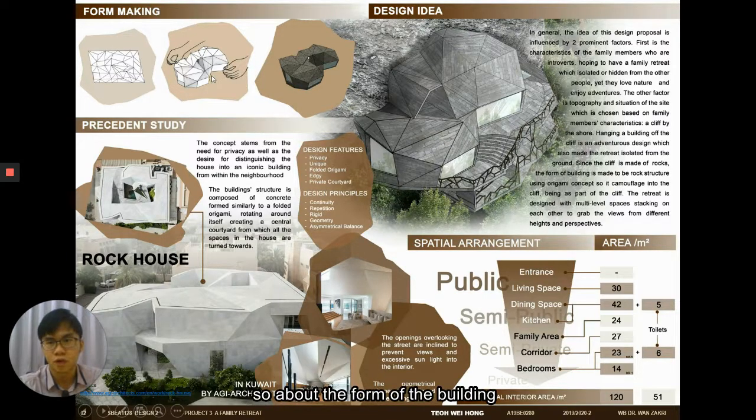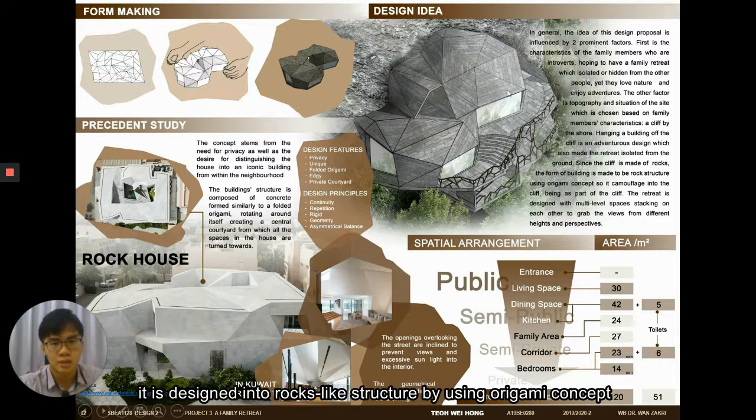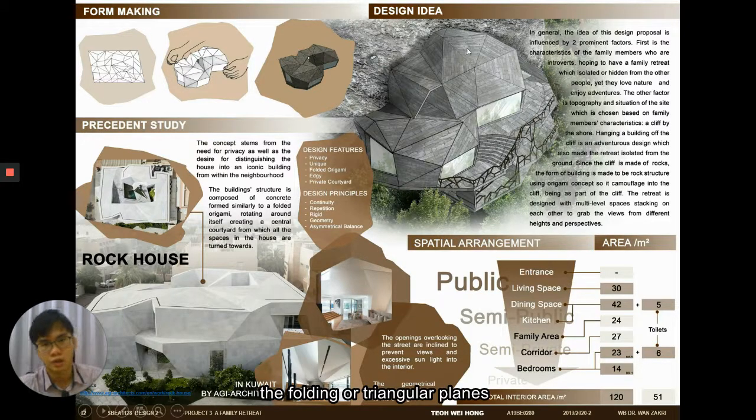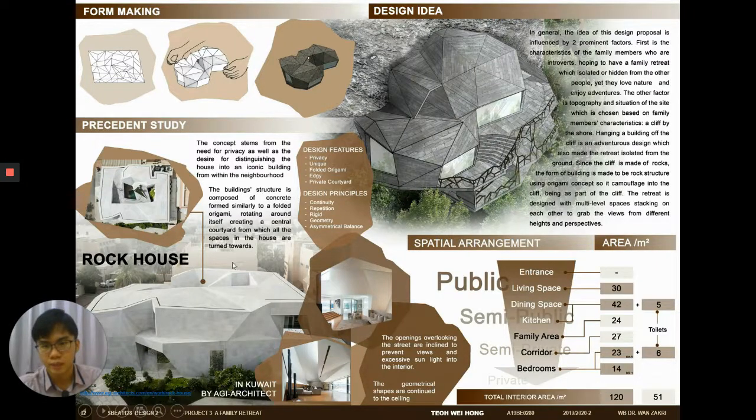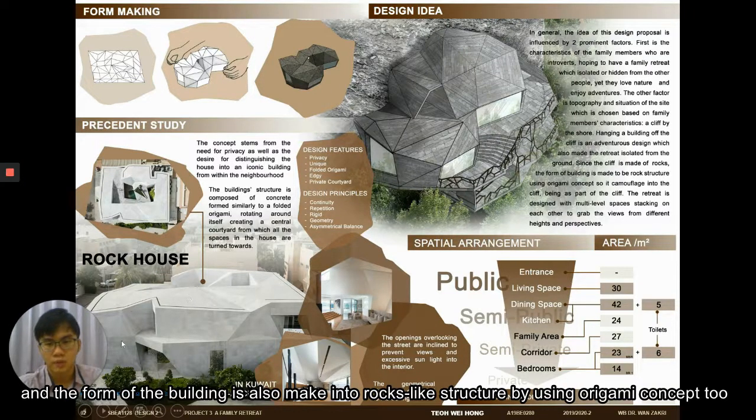The form of the building is designed as a rock-like structure by using the origami concept, the folding of triangular planes to make the edgy characteristic of the rocks. My precedent study is the Rock House in Kuwait by an Asian architect, and the form of that building is also made into a rock-like structure by using the origami concept too.